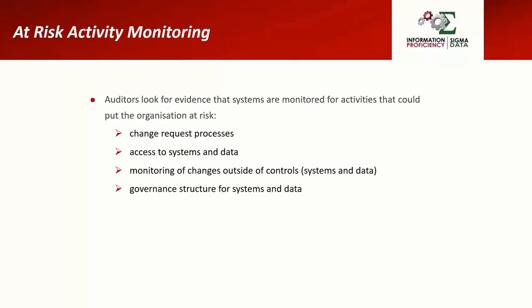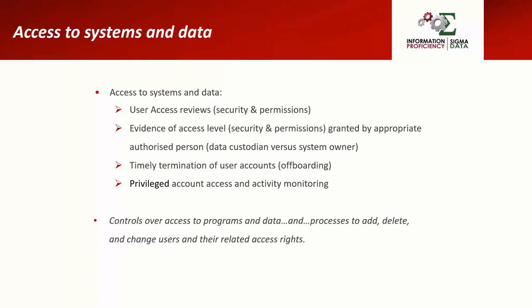Auditors like to look for evidence that systems are monitored for activity that could put the organisation at risk. They want to see change request processes, access to systems and data, monitoring of changes, and governance structures. When it comes to access to systems and data, they're often looking for some sort of access review or user access review around security and permissions. They're looking for evidence of access levels granted by appropriate authorised persons, timely termination of user accounts, and privileged account access monitoring.